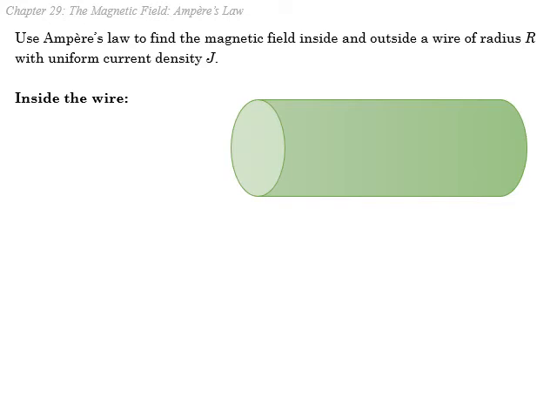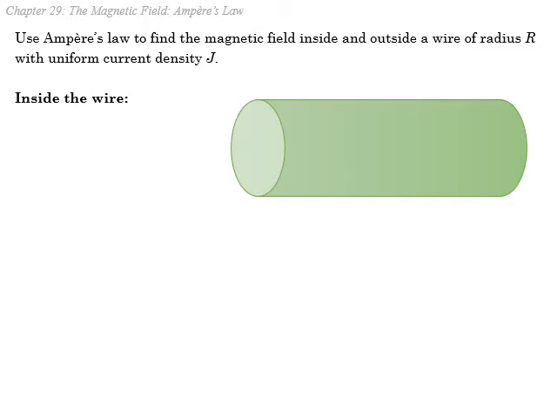In our Gauss's law chapter, we used Gauss's law to find the electric field inside and outside of spheres, insulating and conducting, cylinders, insulating and conducting, and planes, both thick and thin. Likewise, we can use Ampere's law to find the magnetic field inside and outside of a thick wire.